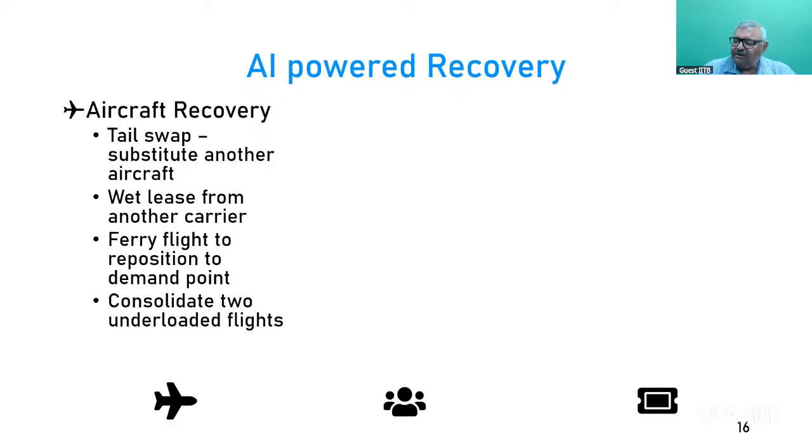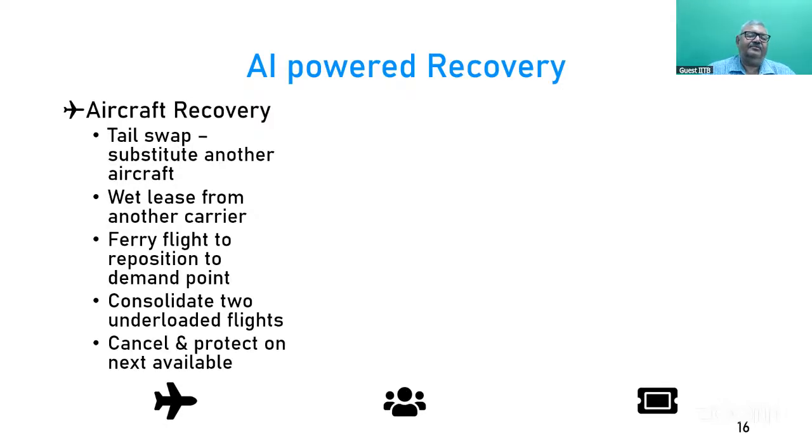Then, if there are two underloaded flights, let's say a flight from Delhi to Mumbai at 3 o'clock and another at 4 o'clock, and both are one-quarter full, it's quite possible to simply merge the two flights. Push all the passengers from the 3 o'clock flight to the 4 o'clock flight, and that way you can consolidate two underloaded flights.